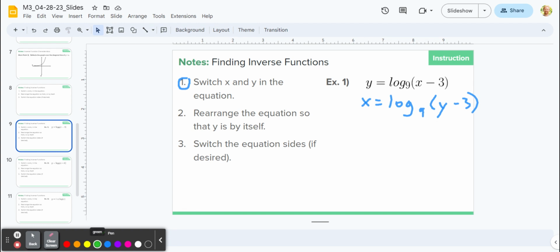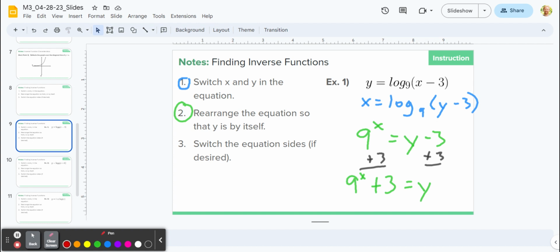Then I'm going to start rearranging the equation so that y is by itself. So I want to get y all by itself. To undo that, I need to start writing in exponential form. So to do that here, I have 9 is my base, x would be my exponent, and that is equal to y minus 3. Okay. And then I want to get y all by itself, so I've got to add 3 to both sides to move that over. So I would get 9 to the x power plus 3 equals y.